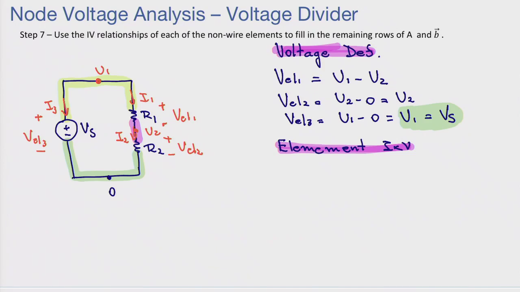Okay. Element one is a resistor. So if I go here and say V element one for the resistor is also equal to Ohm's law, R1 times I1. We already had a definition here for V element one, which we said was U1 minus U2. But first, I'm just going to do the Ohm's law part. Let's do Ohm's law for V element two, which is the other resistor. V element two is going to be R2 times I2. And we already know that V element three is equal to Vs. That's what we found out up there.